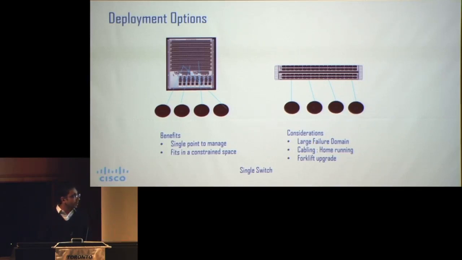But let's look at the risks of having such deployments, right? It has a large failure domain. Because it's a single switch, all your sources and receivers are connected to that. If the switch goes down, your whole production will go down with it. Cabling becomes difficult if your endpoints are dispersed in the studio. You have to run cables all the way from all the endpoints up to this switch.